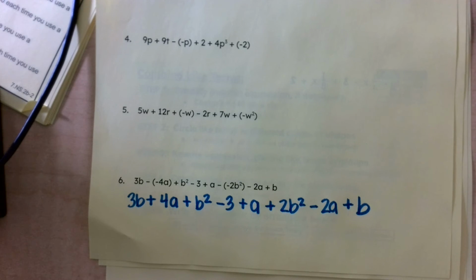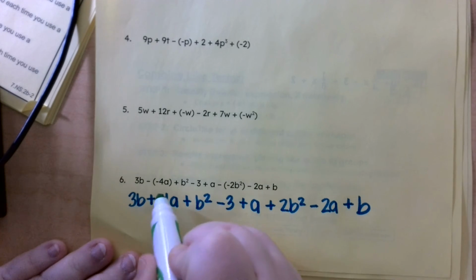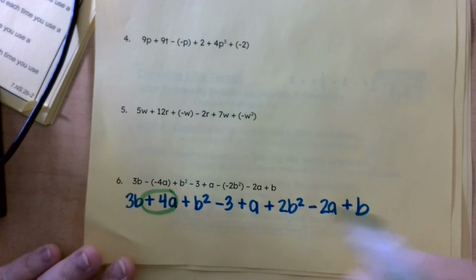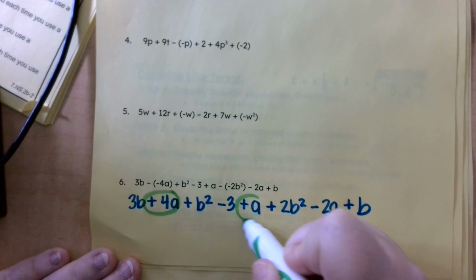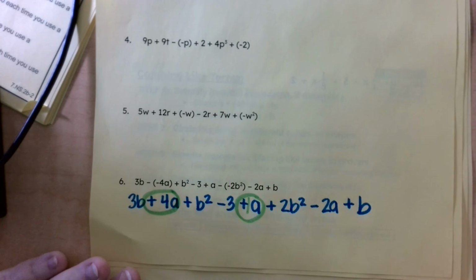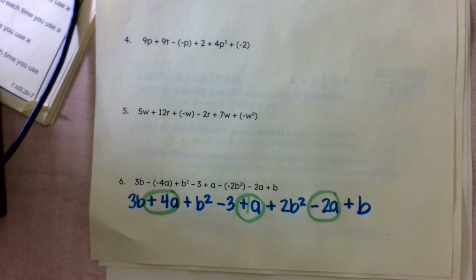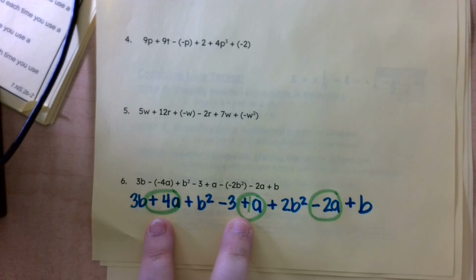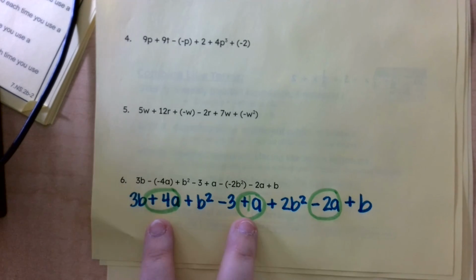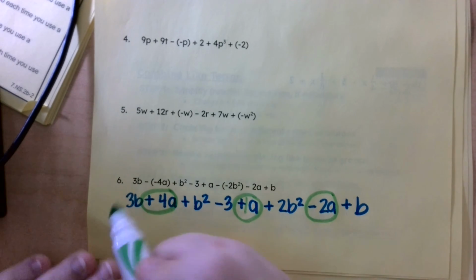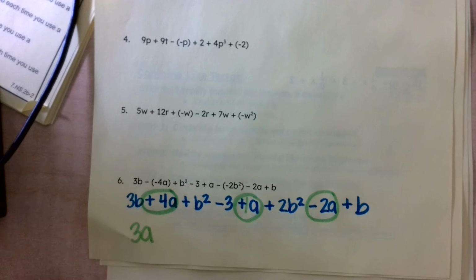All right, let's start in ABC order. So my a's are going to come first. Positive 4a, positive 1a, minus 2a. So 4 plus 1 is 5. 5 minus 2 is 3a. Now my b's.